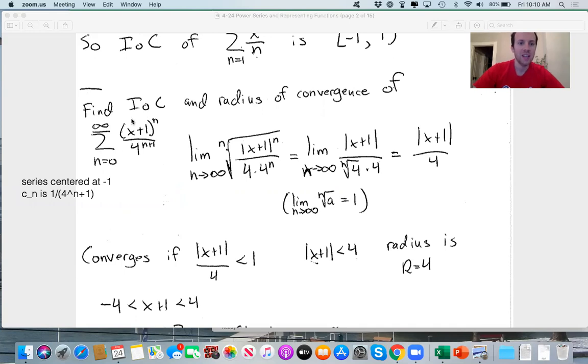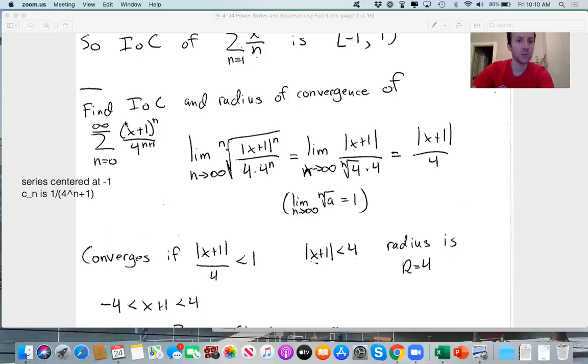So in deciding when this converges, you can pick specific x's and put them in, but we want to be more systematic about that. And one way to do it is we can apply the ratio test or the root test. We did the root test here, but the ratio test will get you to a similar kind of endpoint, and then you'd proceed in the same way.